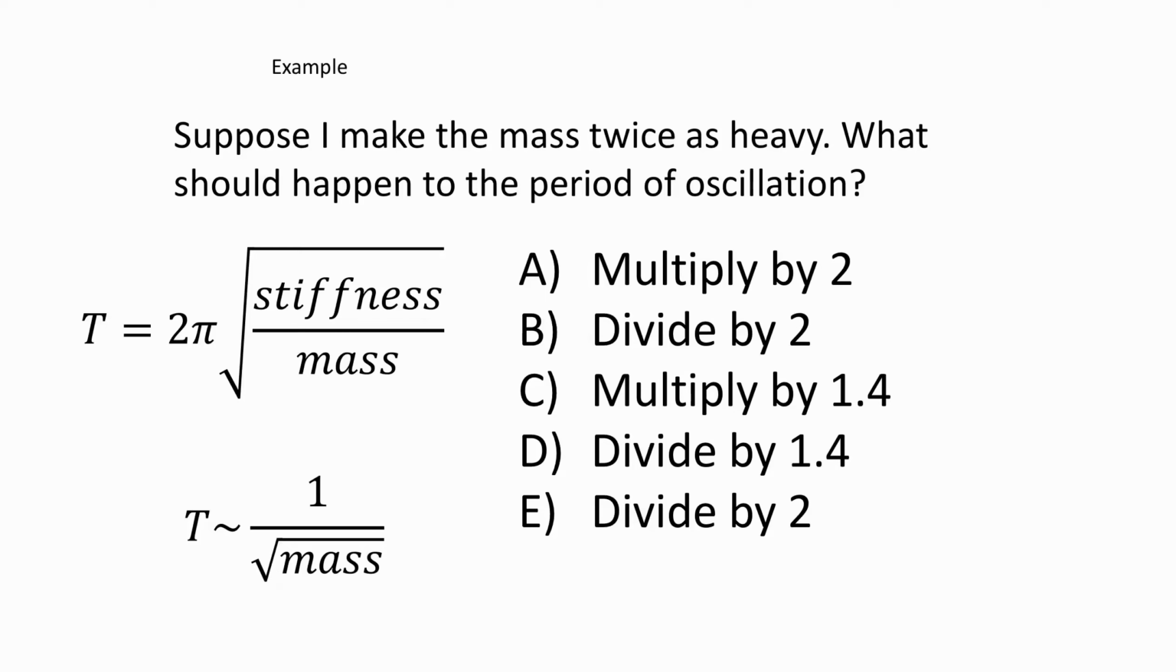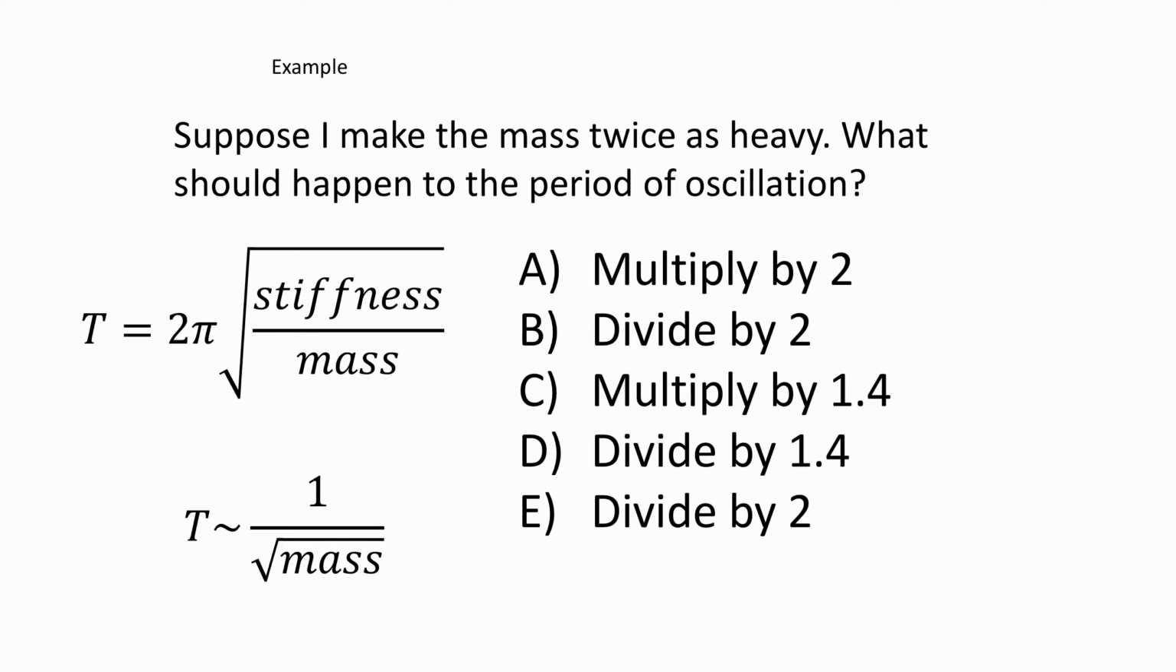Now if I made the mass twice as heavy, I'd have 1 over the square root of 2. Well, you can plug that into a calculator, but you're going to find that the square root of 2 is approximately 1.4. And so if you plugged in a 2 instead of a 1, you might think, oh, well, maybe if I make the mass twice as heavy, then the period becomes half as much. But that's not actually true. Because of the square root, it'll be divided by 1.4. So I would answer D for this particular question here.